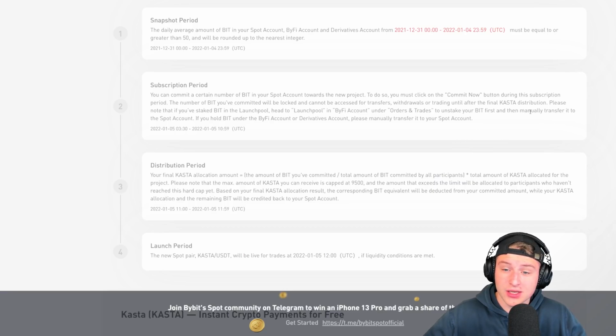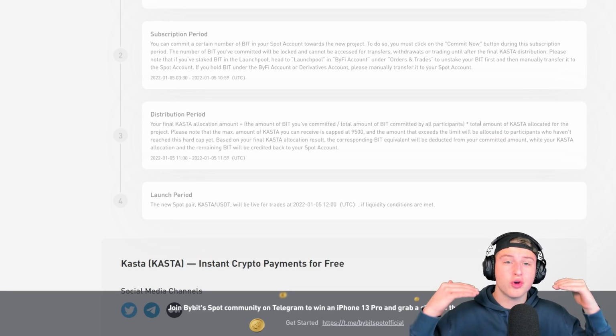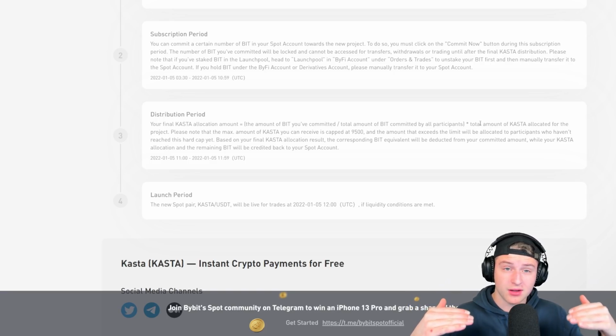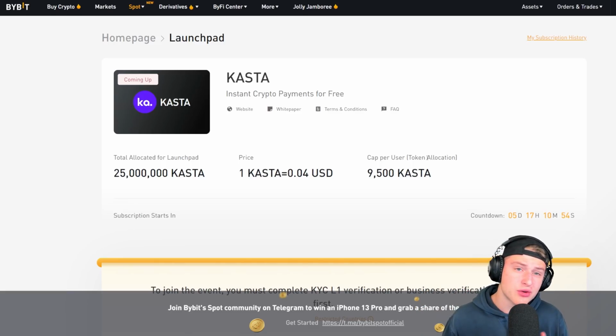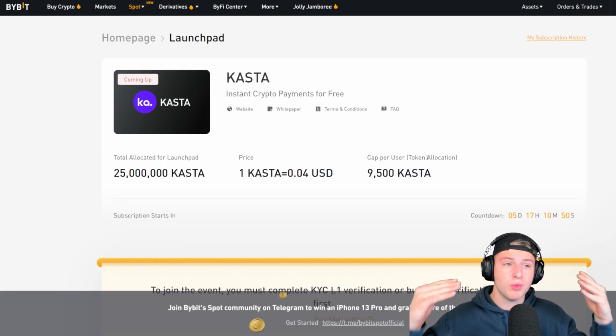You have to put them in your spot account, and then you can, of course, commit these tokens. And do take into consideration, the more BitDAO tokens you commit towards the KASTA launch pool, the more KASTA tokens you will be getting. And of course, it's capped at 9.5k KASTA tokens a person. And as well, do take into consideration that the more BitDAO tokens you stake, the bigger your KASTA allocation will be here.